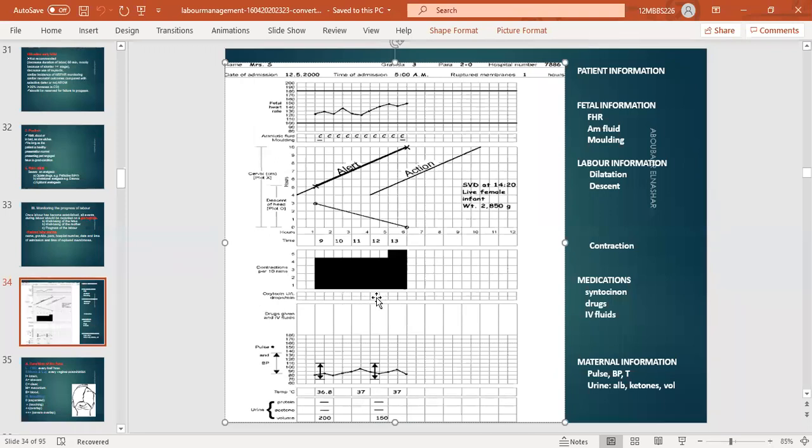Then there is another column like this, and this column is for the drugs which are given. Drugs means whatever amount of IV fluid you have given. Ideally it should be 100 ml per hour. The patient should not be dehydrated. So you give the IV fluid because you are not going to give too much oral intake to the patient.